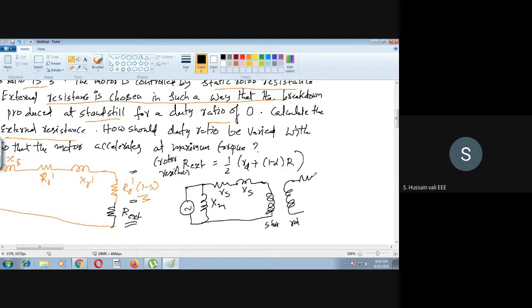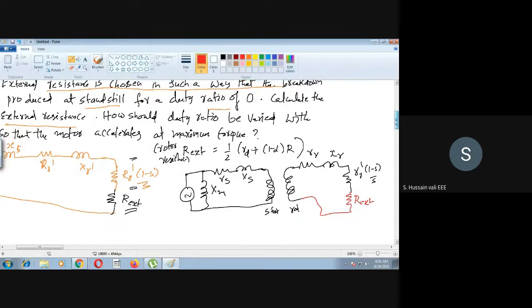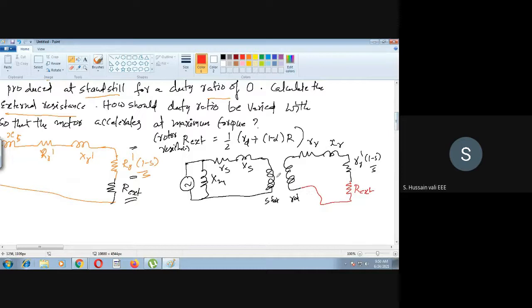Now here you have RR, XR, then RR dash into 1 minus S by S. This resistance is there, and then you are adding some extra resistance here, R external. This is the actual circuit, the actual transformer equivalent circuit. Of course, it is approximate only.